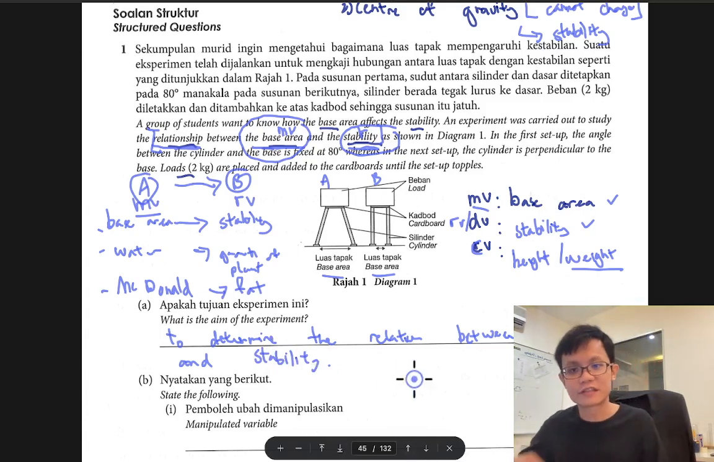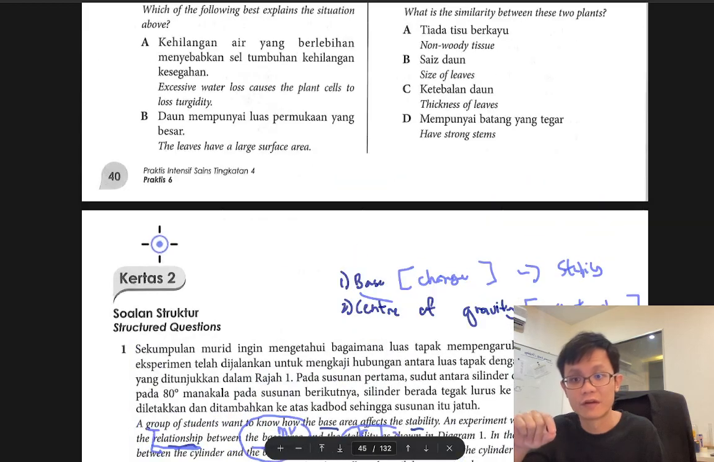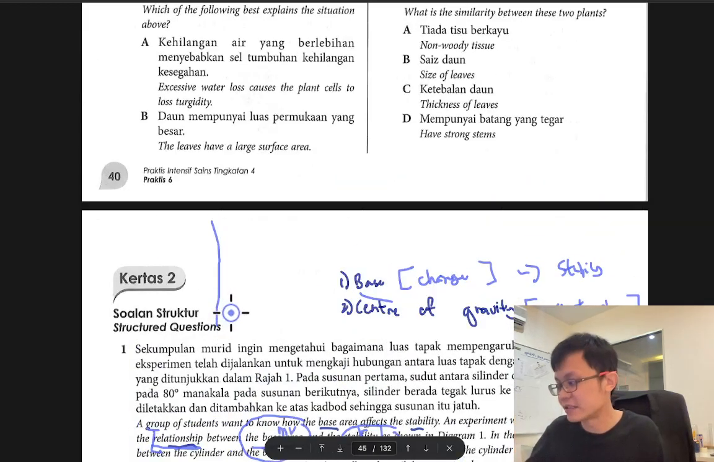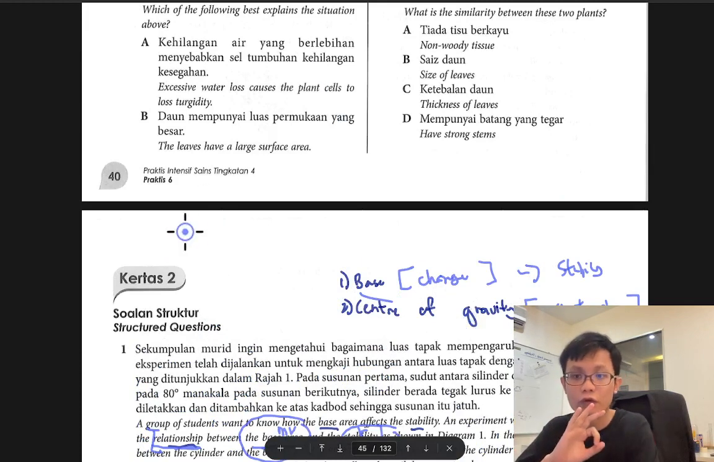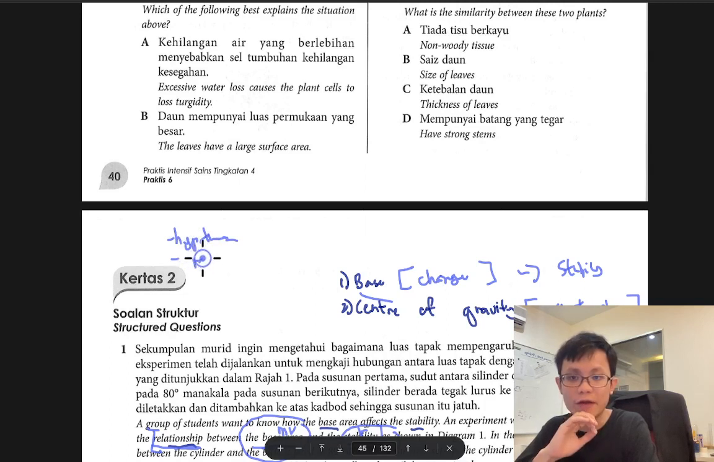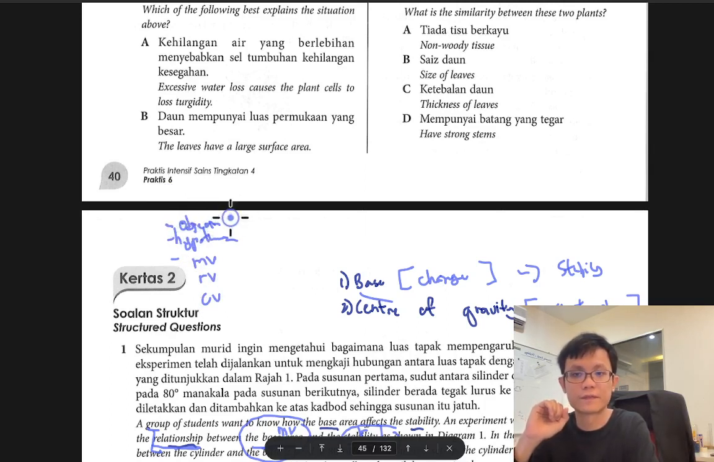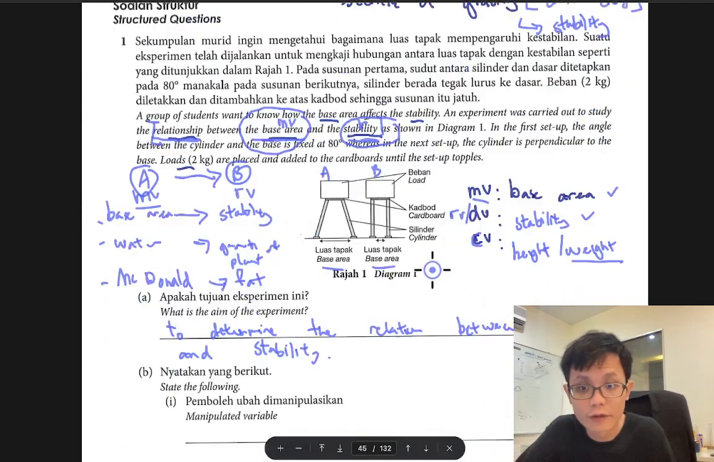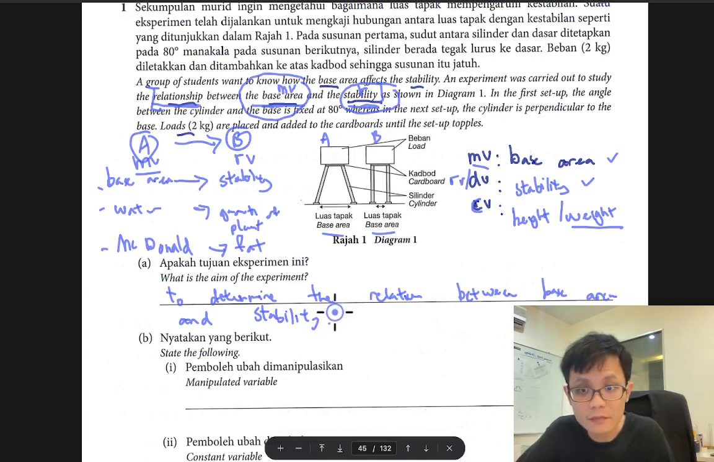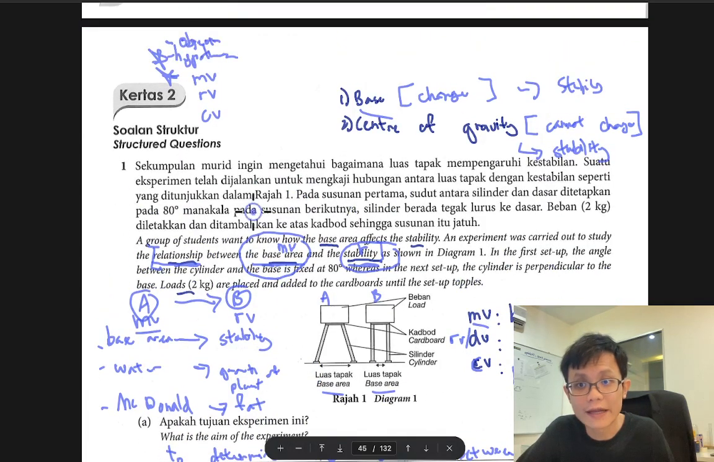What is the hypothesis? In an experiment, you need to understand that when you look at the question, you must get three things. One is the hypothesis, one is the manipulated variable, responding variable, and constant variable. Another one, not so important but also good, is the objective, which we already did. But the most important are the hypothesis and the variables. So when you look at the experiment, the aim is to determine the relationship between base area and stability. What is the hypothesis of this experiment?